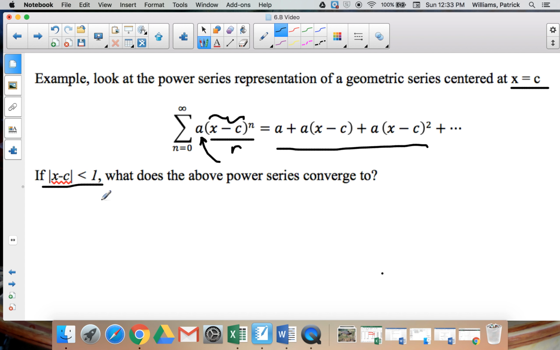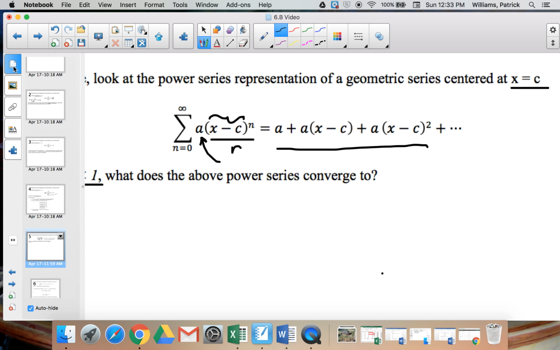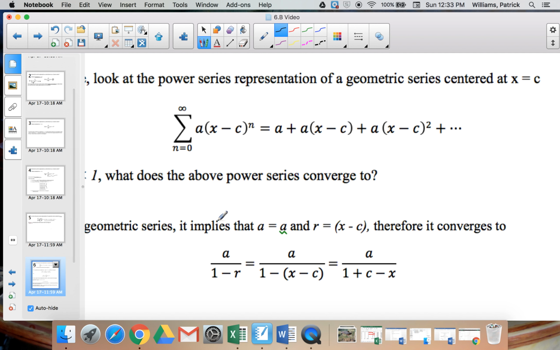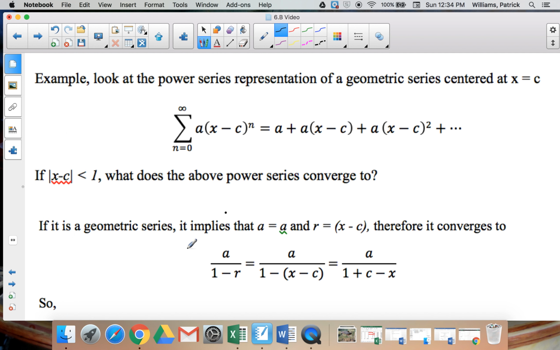If you don't remember geometric series too well, I suggest going back to one of the videos and maybe rewatching that before coming back to this spot in this video. But if I ask what the above power series converges to, what would you tell me? Remember, it's a geometric series, so pause the video and try to tell me the answer. Okay, well, the answer in this case is, if it's a geometric series, this value out front, a, that's our a in the geometric series.